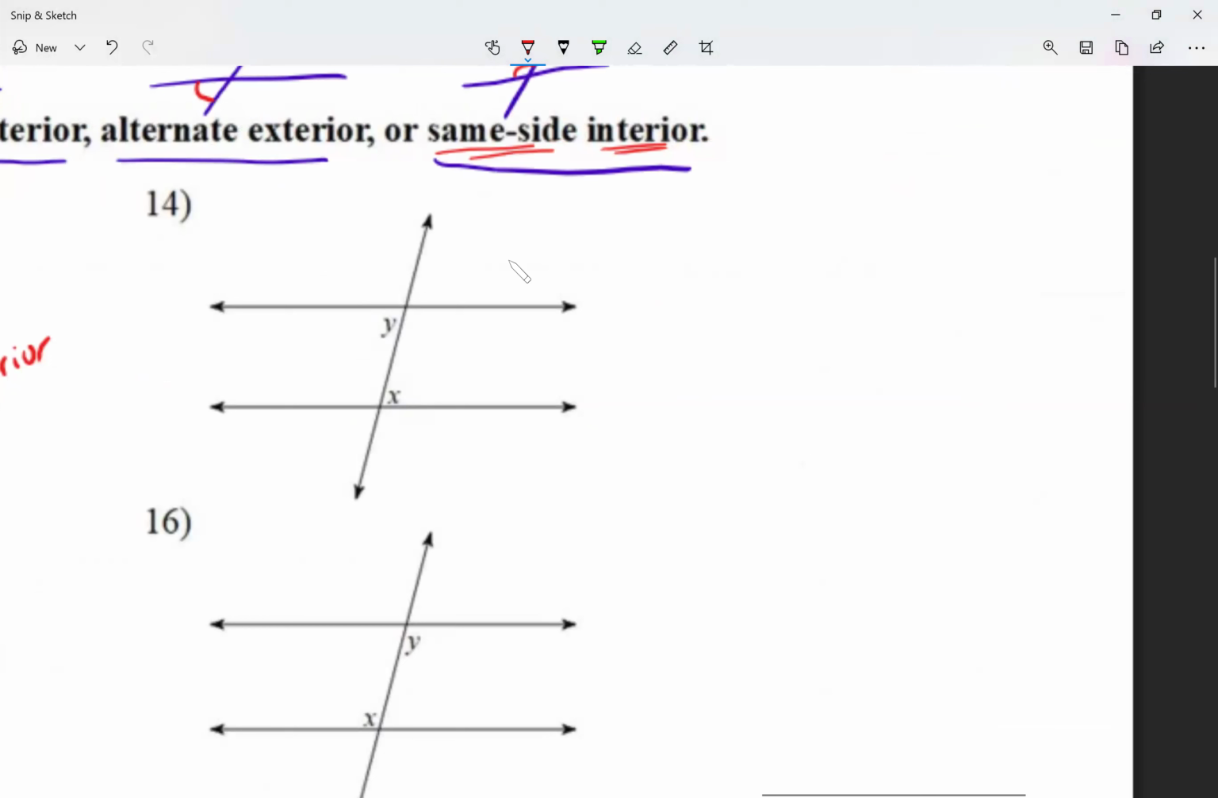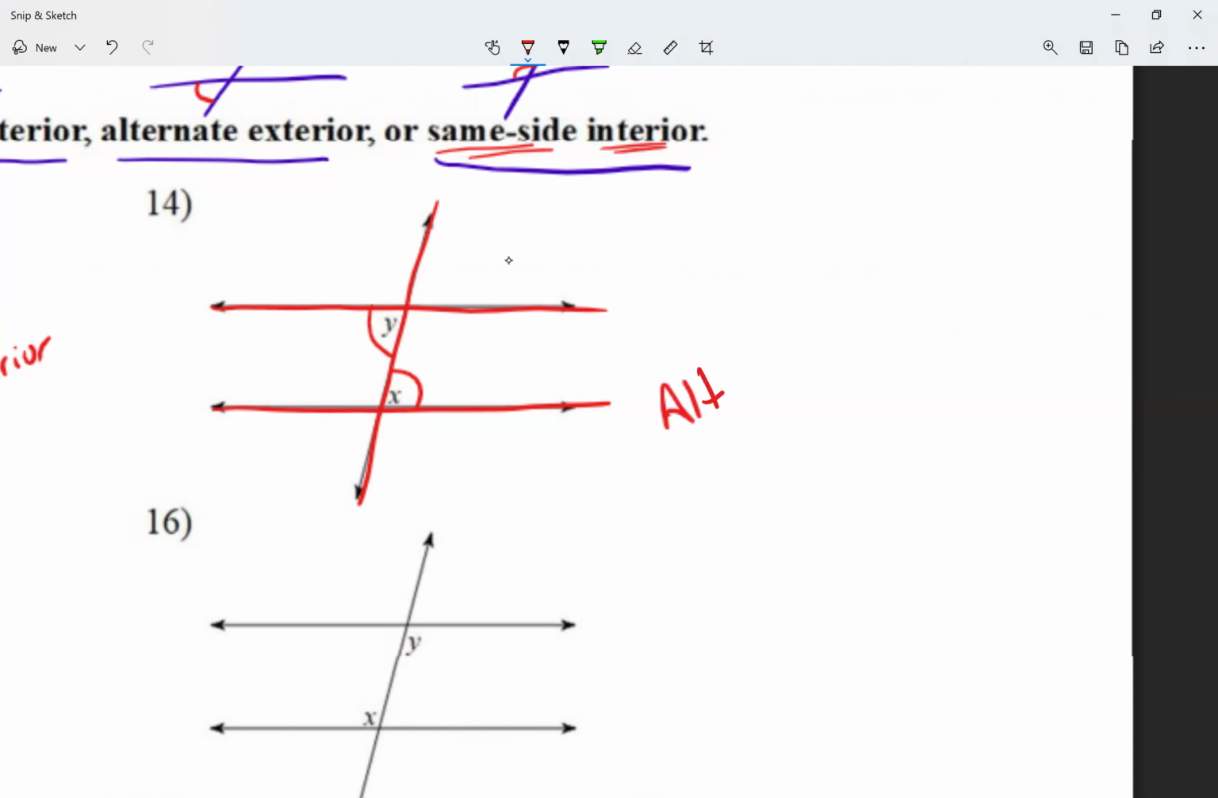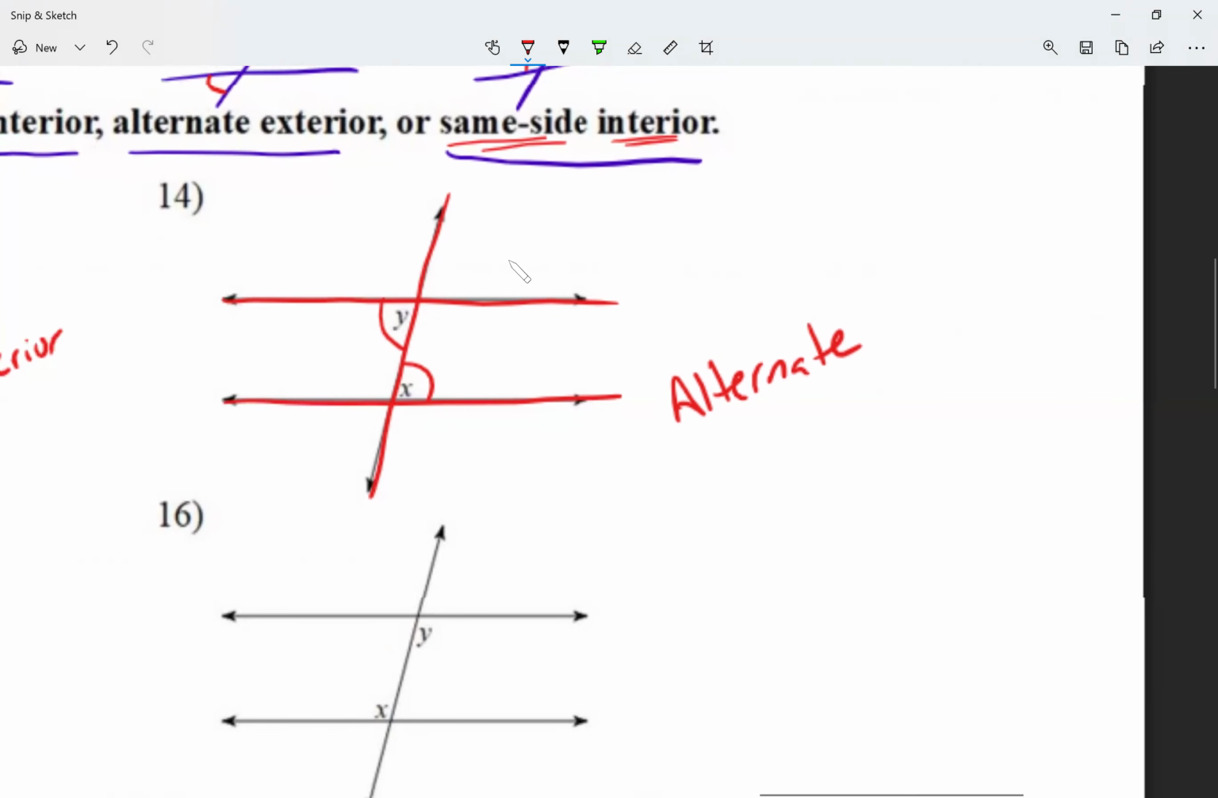Now, when I'm looking at number 14, I see my parallel lines. I see my transversal, and I'm dealing with this angle and this angle. I see they're on different sides of the transversal. One of them is on one side, the other one's on the other side. So that means this is an alternate, because they're on different sides of the transversal. Because my angles are in between the parallel lines, I call this interior.